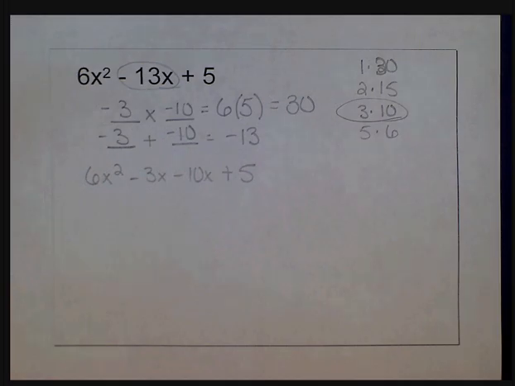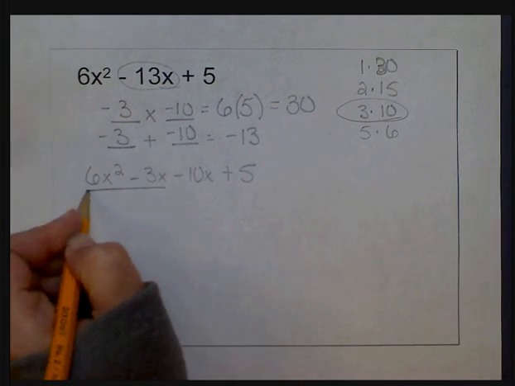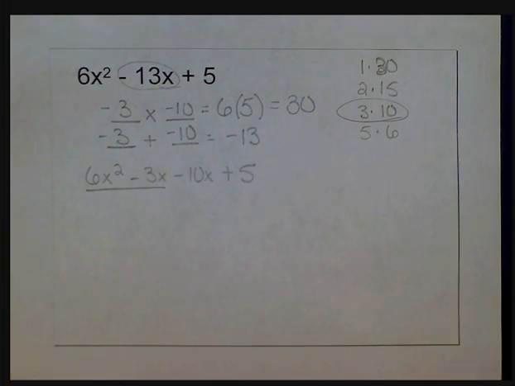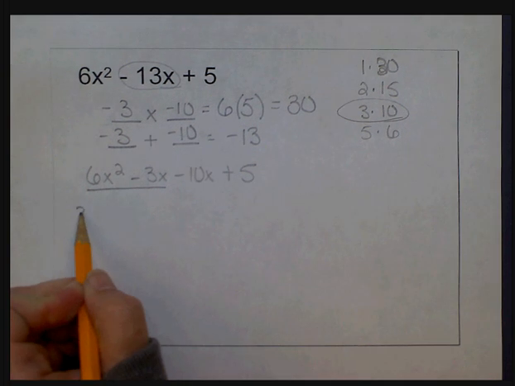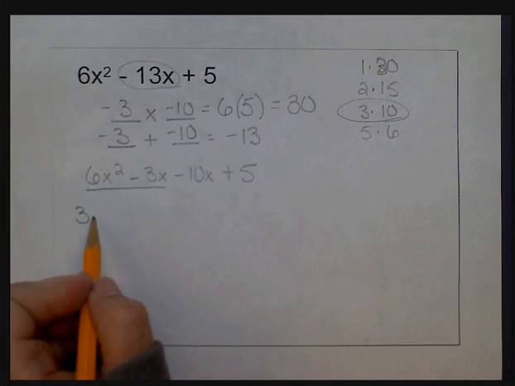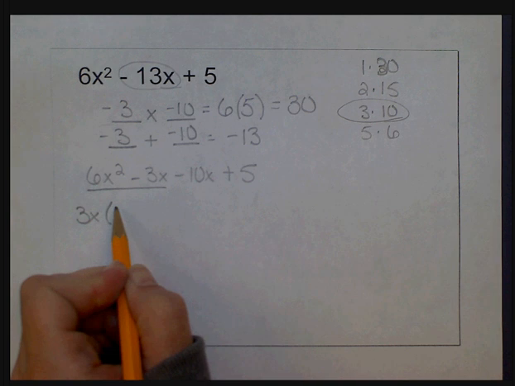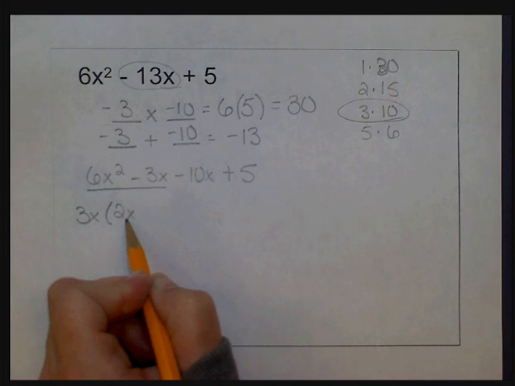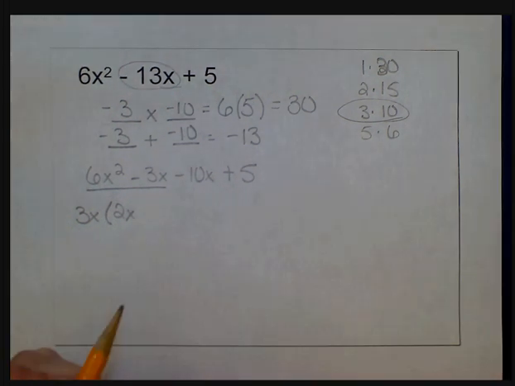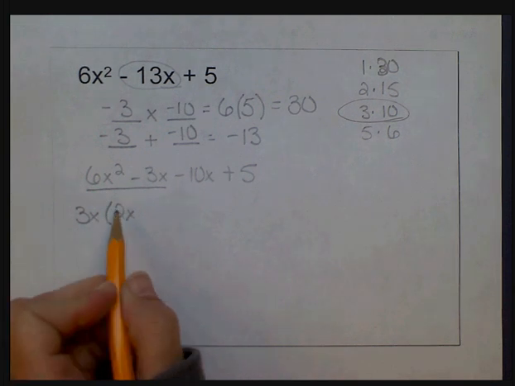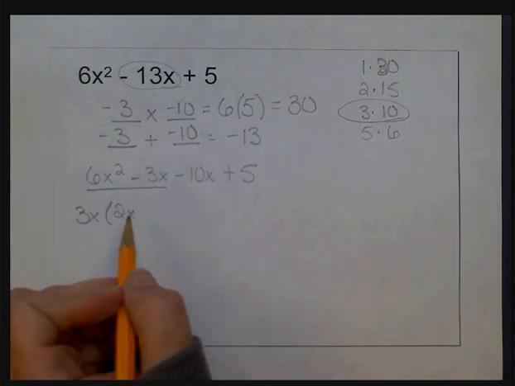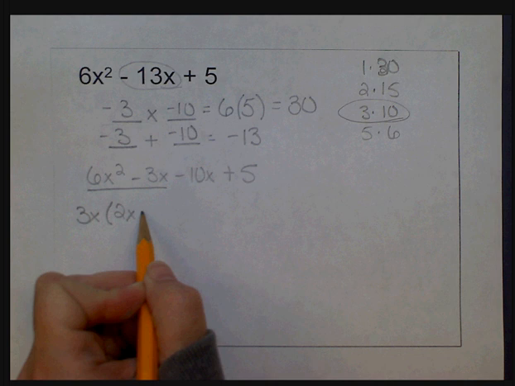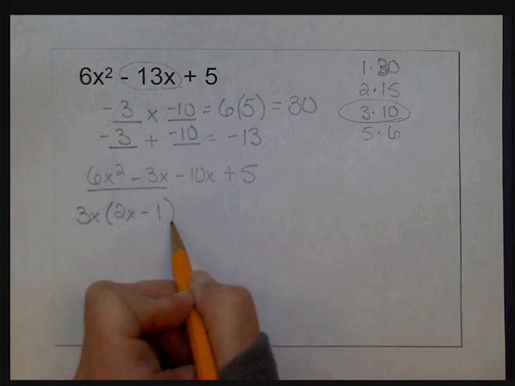So I have now a polynomial with 4 terms. Now I factor out the common factor of the first two. So 6 and 3 have a 3 in common. x squared and x have an x in common. So 3x times 2x will give me 6x squared. And then 3x times negative 1 will give me a negative 3x.